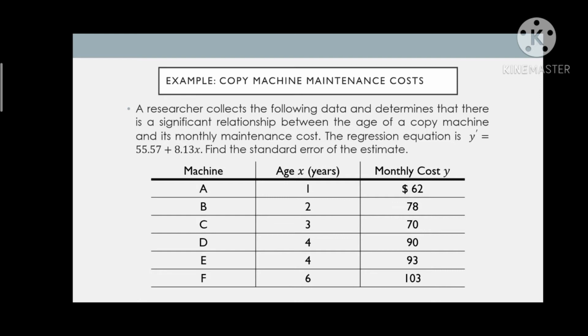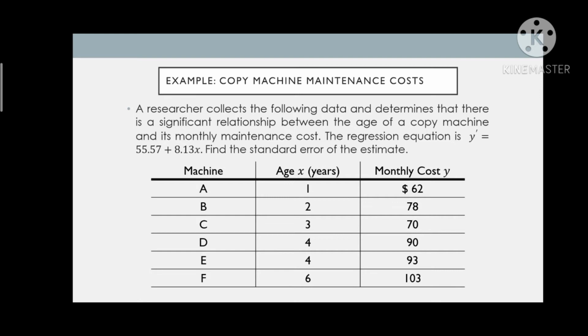A researcher collects the following data and determines that there is a significant relationship between the age of a copy machine and its monthly maintenance cost. The regression equation is y prime is equal to 55.57 plus 8.13x. Find the standard error of the estimate.